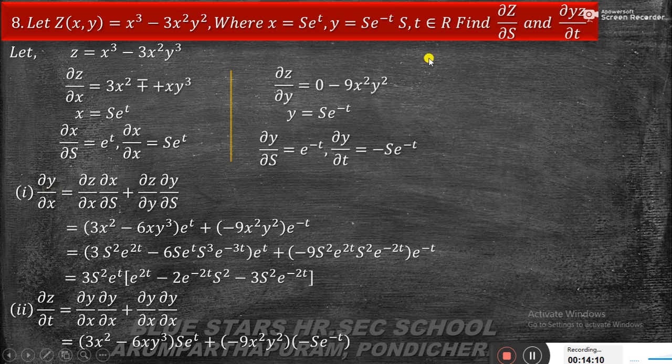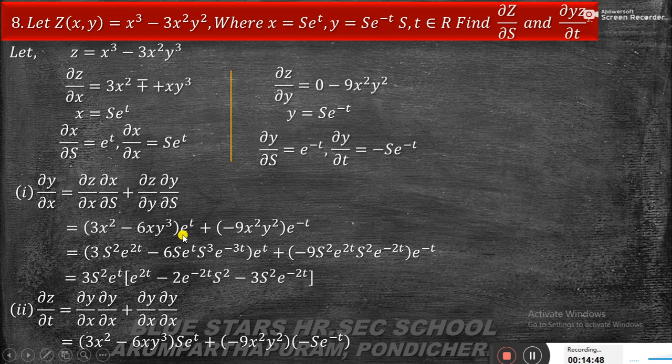So now we substitute the derivatives. Dou z by dou s equals dou z by dou x into dou x by dou s plus dou z by dou y into dou y by dou s. So dou z by dou s equals dou z by dou x, which we calculated as 3x square minus 6xy cube, and I substitute here dou x by dou s, which is e power t, plus dou z by dou y, which is minus 9x square y square, into dou y by dou s, which is e power minus t.